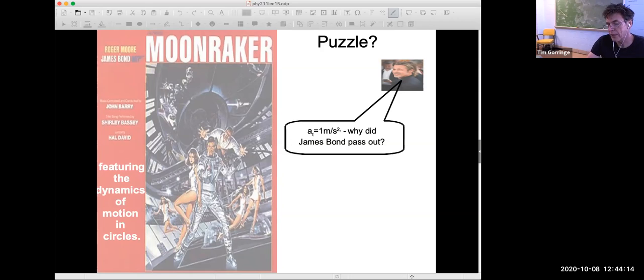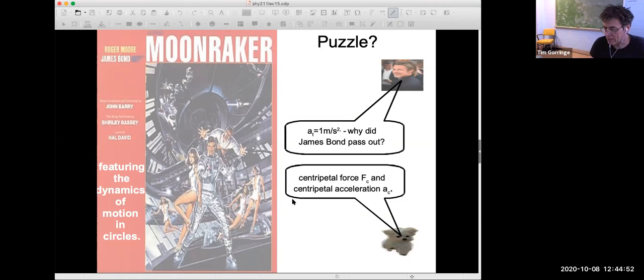When we saw the movie, James Bond passed out. And Brad is asking, well, look, you've just calculated the tangential acceleration. It's 1 meters per second squared. The acceleration of gravity, that's 9.8 meters per second squared. So James Bond's tangential acceleration is only 10% of the acceleration of gravity. So why would he pass out for such a small acceleration? That's a very interesting question.